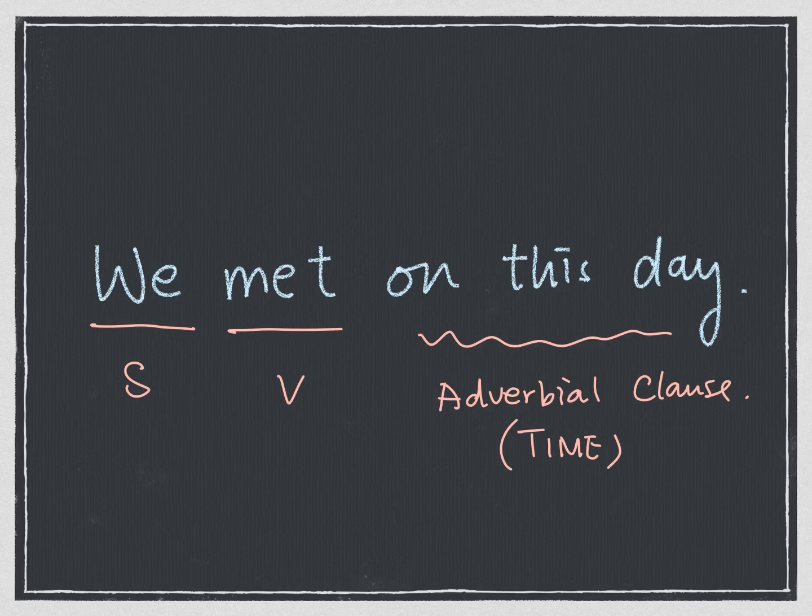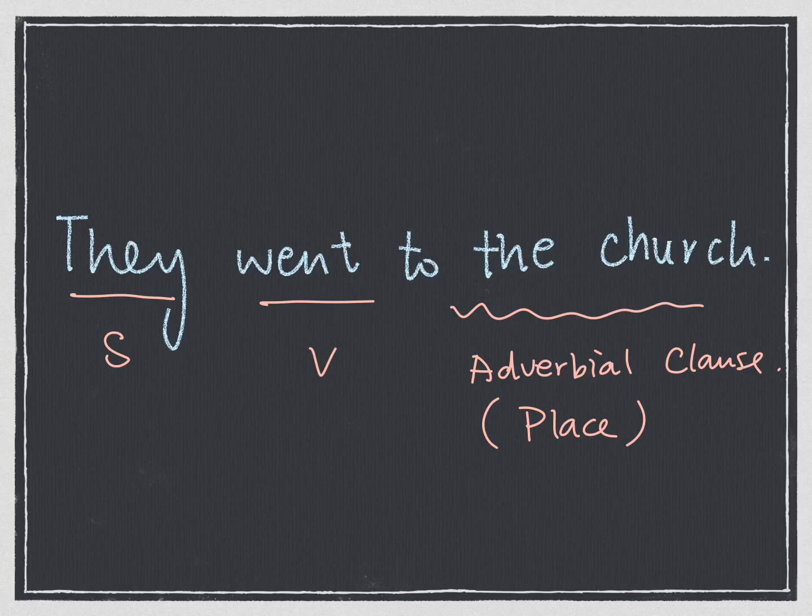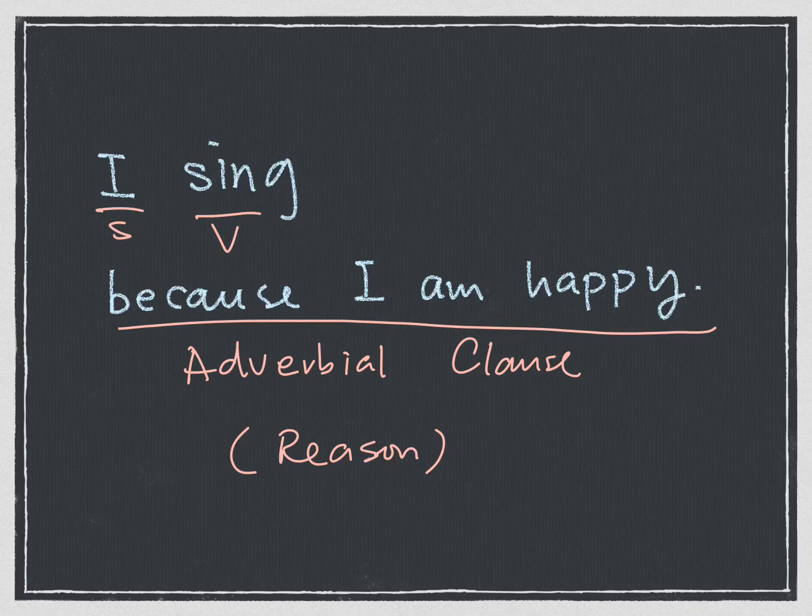Before we talk about the relative adverbs, let's take a look at the adverbial clause in a normal sentence first. For example, in this one, we met on this day. We is the subject, met is the verb, and on this day is actually the adverbial clause to talk about time. And then in this sentence, they went to the church. They is the subject, went is the verb, and to the church is the adverbial clause to talk about the place. And then in this sentence, I sing because I'm happy. I is the subject, sing is the verb, and because I'm happy is the adverbial clause to talk about reason.